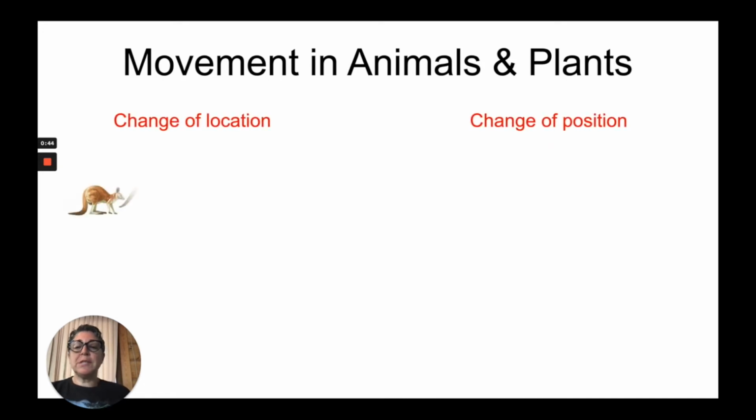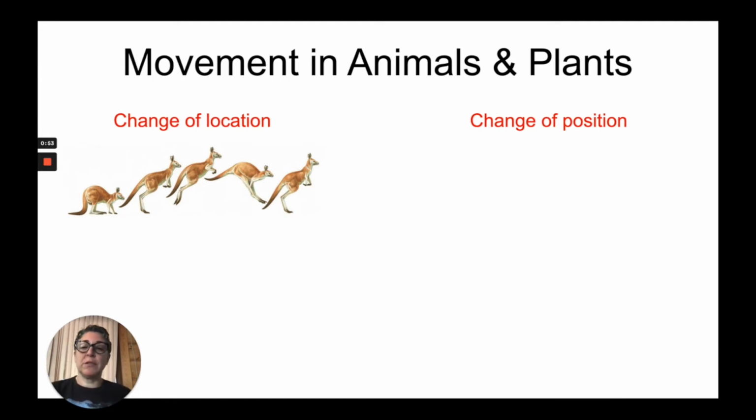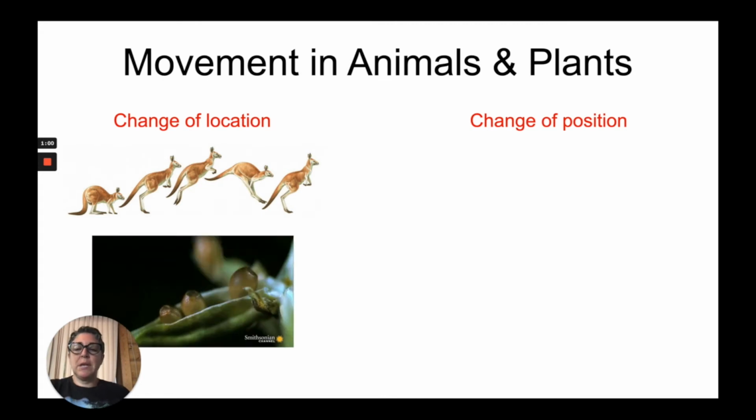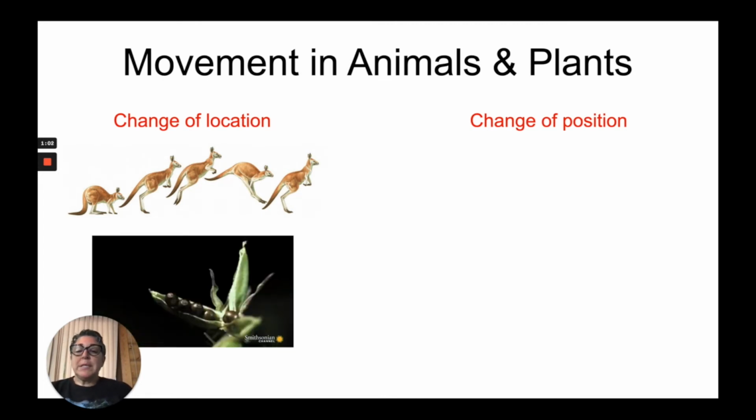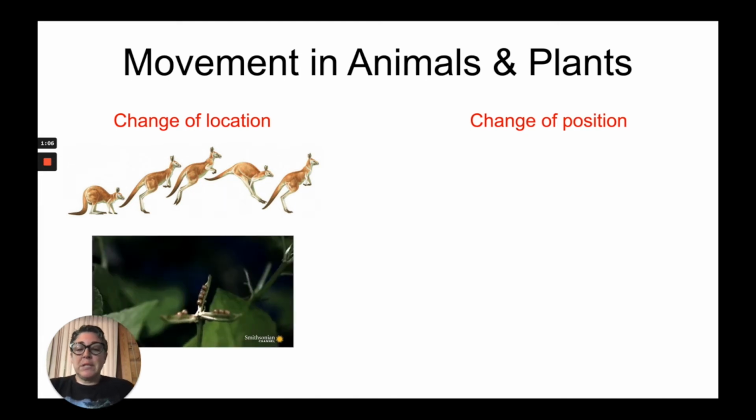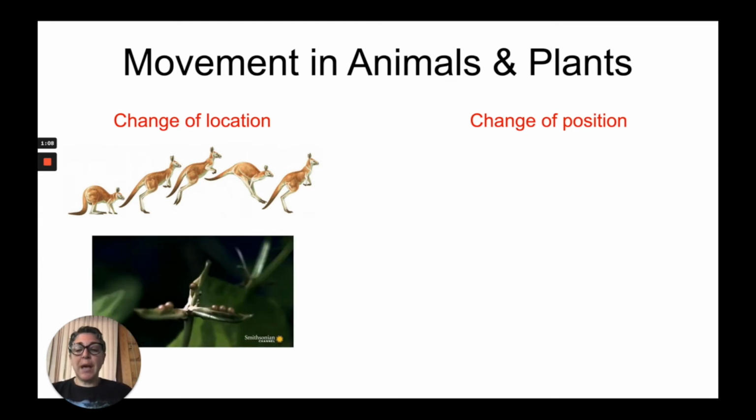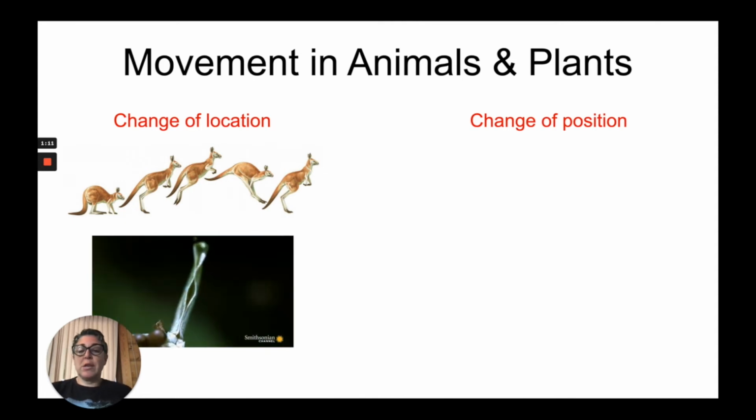So let's first consider the change of location. So in an animal, that's pretty simple to understand. The animal moves from one spot to a completely different spot. So in plants, which generally have roots and can't move that way, how do we see this? Well, let's take a look at this video where we can see this seed pod is ejecting the seeds out of the seed pod. So the seeds themselves are changing their location from the seed pod to wherever it is in the soil that they will then germinate.